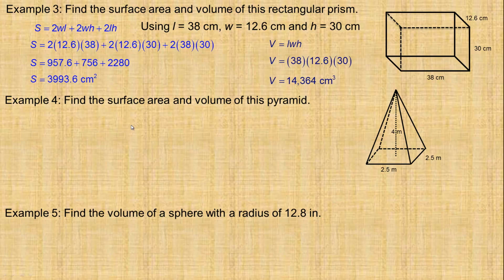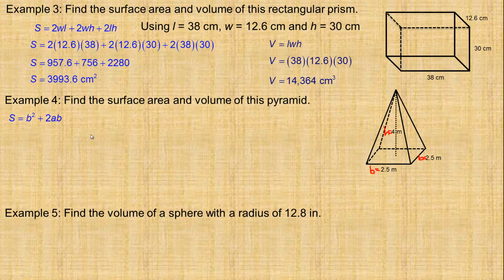Number 4, we're asked to find the surface area and volume both for this pyramid. So here's the surface area formula. The 2.5s on the bottom here are the base dimensions. They're called the b's. So this is a b here, equals 2.5. And this is actually the height, h is 4. So this is the area of the base, and this is actually the 4 triangles. 2ab is a simplified version of the area of the 4 triangles.